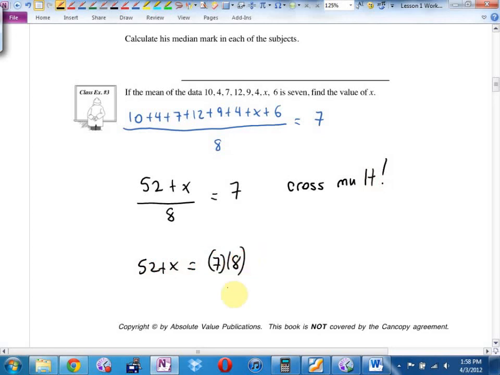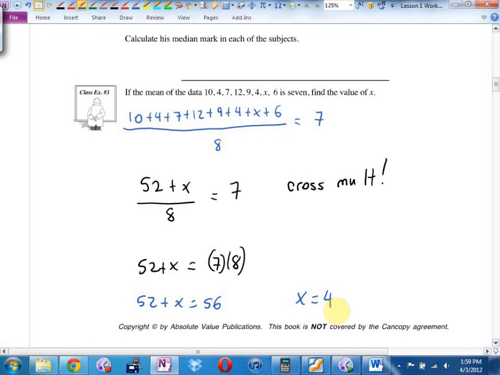What is 7 times 8? Yeah, 50-something. Thank you, Captain Obvious. So we have 52 plus x equals 56. I'm going to suggest you can probably solve this now in your head. 52 plus what equals 56?